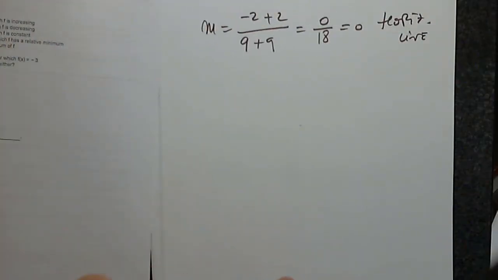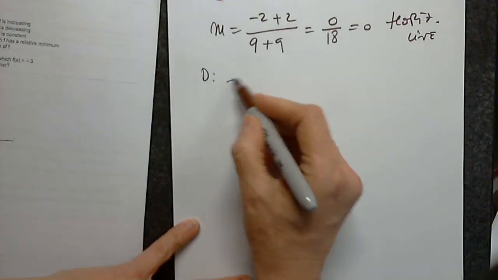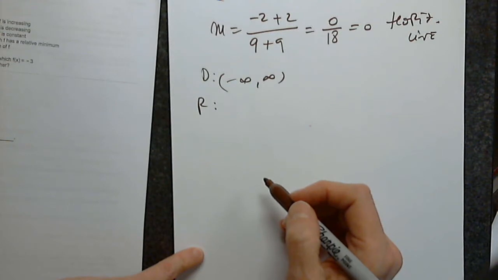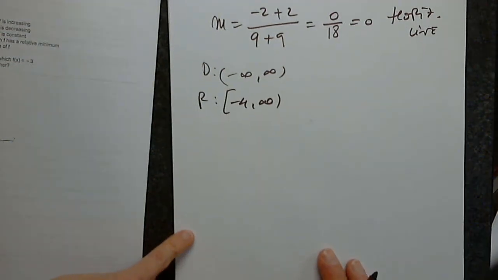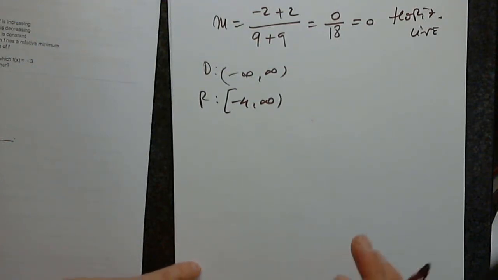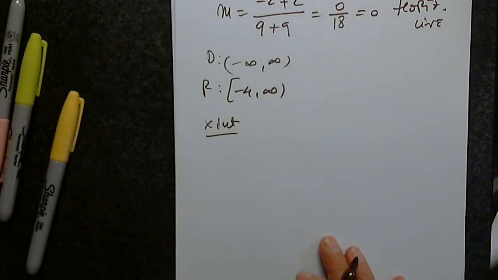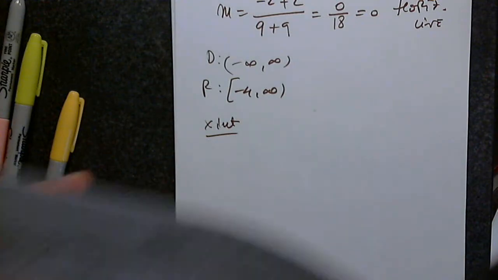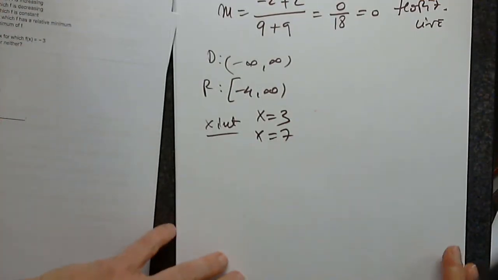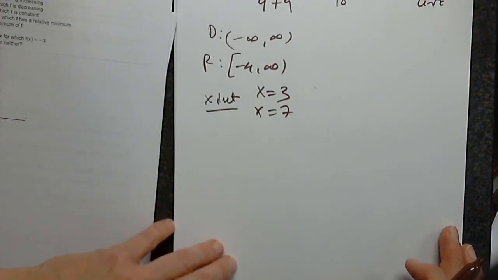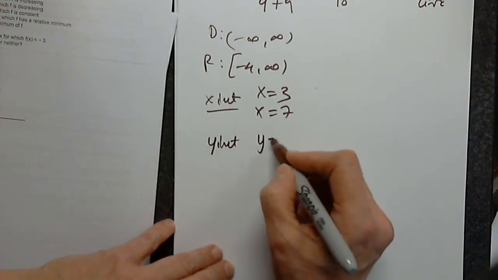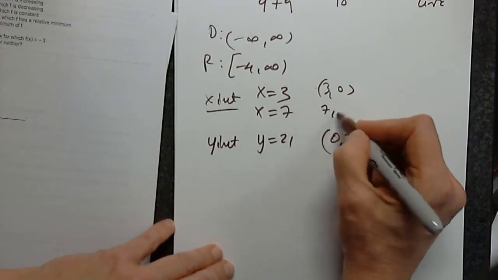Okay, so for 15, domain. Can anyone give us a domain of 15? Very good. A range. Negative 4 to infinity. We agree? That's okay. The x-intercepts. I would say absolutely 3 and 7, so x equals 3, x equals 7. The y-intercept. Yes. So y-intercept, y equals 21, and I will write it as an ordered pair, and I will write these as ordered pairs as well.